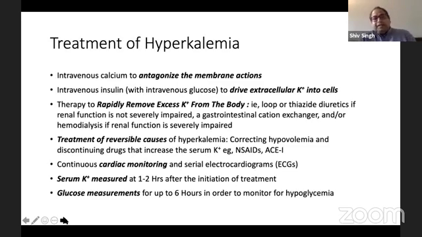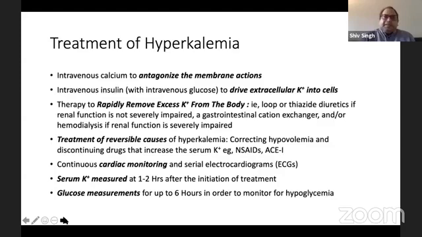So if you have to classify the answer, you use intravenous calcium to antagonize the membrane actions. So that is the physiological antagonist. You use intravenous insulin with glucose to drive extracellular potassium into the cell, a transcellular shift. You can rapidly remove potassium from the body. This can be done by using diuretics, a cation exchanger, or hemodialysis. Treatment of reversible causes of hyperkalemia should also be instituted. So correct hypovolemia and discontinue drugs that can increase serum potassium, for example ACE inhibitors or non-steroidal anti-inflammatory drugs.